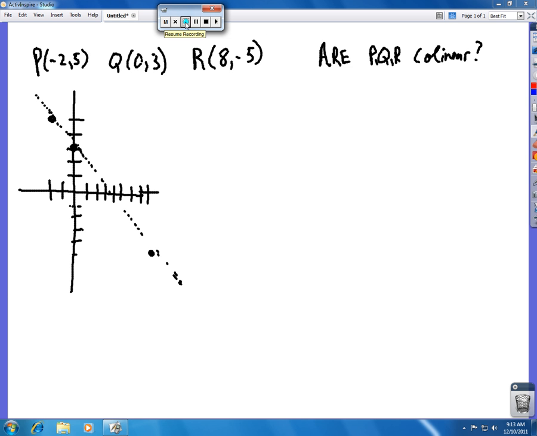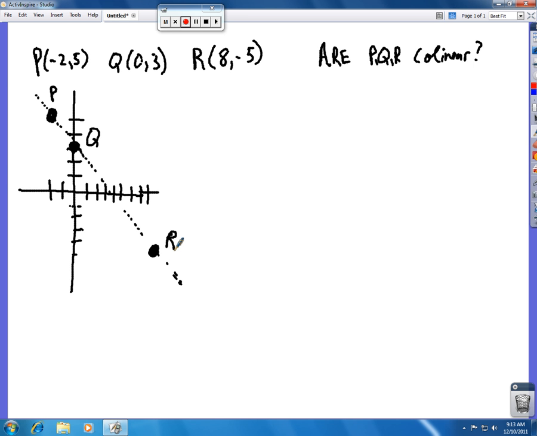Okay, for our first example of trying to figure out if 3 points are collinear, so if they're lying on the same line, we've got P, Q, and R. P is (-2, 5), Q is (0, 3), and R is (8, -5), roughly about here. And I've drawn a dotted line to see if they look like they're going to be on the same line.